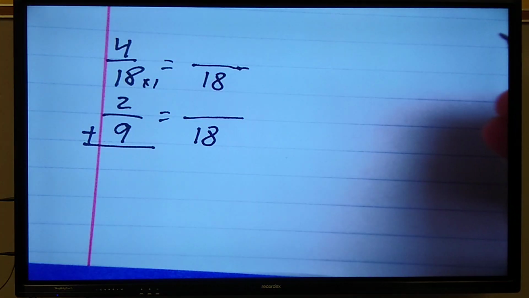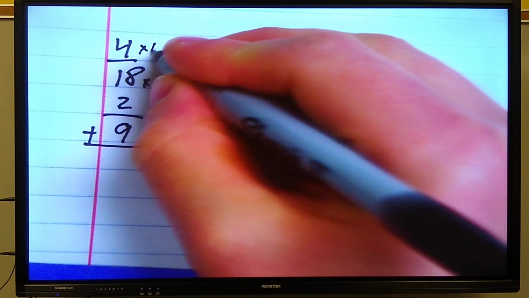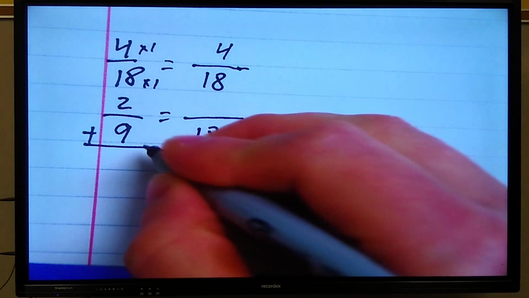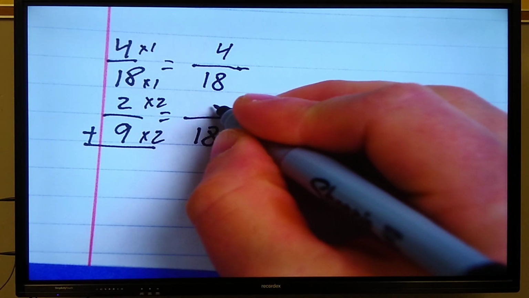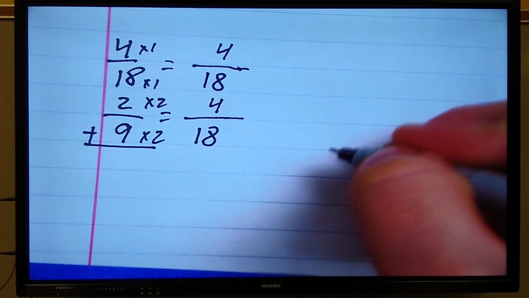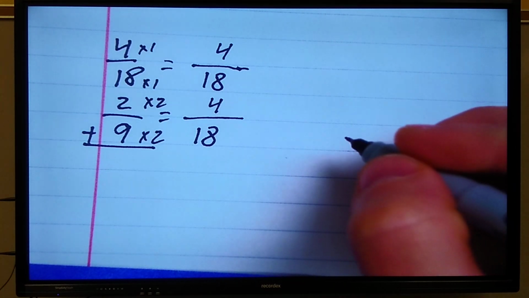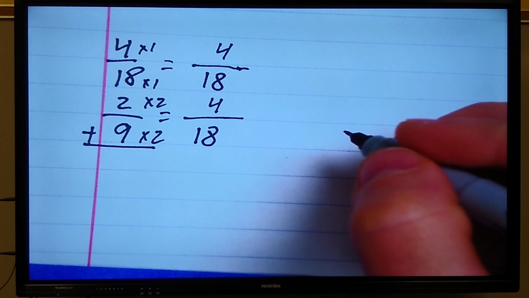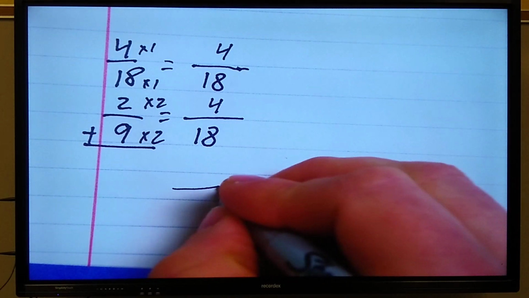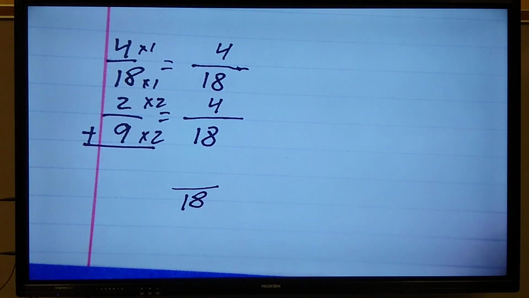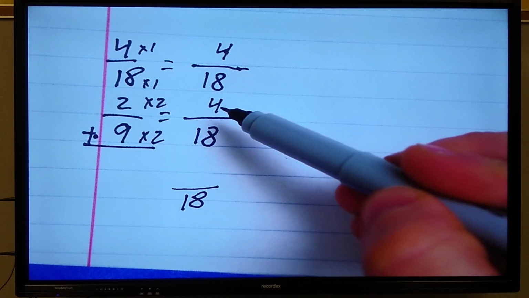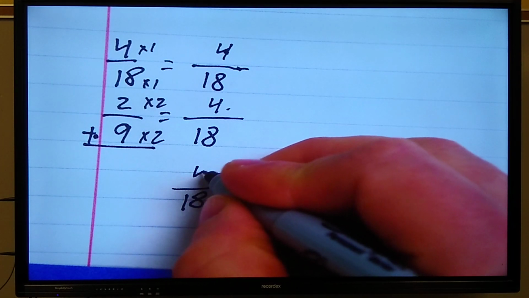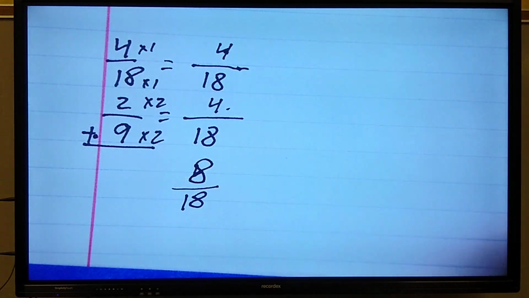18 times 1 is 18. 4 times 1 is 4. 9 times 2 is 18. 2 times 2 is 4. So there you go. Easy, easy, easy. And now our denominator stays the same, 18. Now you add the numerators. 4 plus 4 equals, not 4, excuse me, 8.